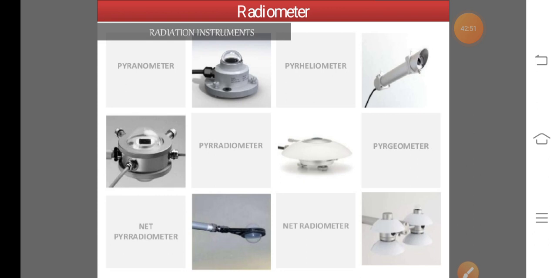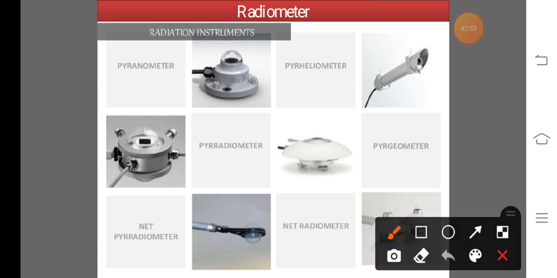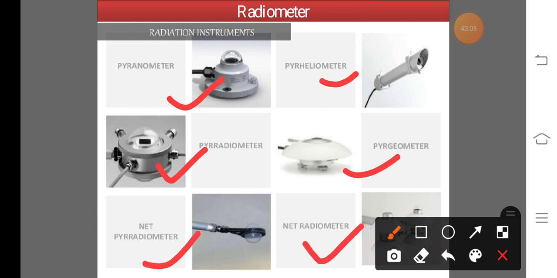Next one, radiometry or radiometer. There are several radiometers. See here, pyranometer, pyrheliometer, pyradiometer, pyrgeometer, net pyradiometer, net radiometer. These are the different radiometers used for measurement of radiation. That means these are the radiation instruments used for the measurement of radiation.